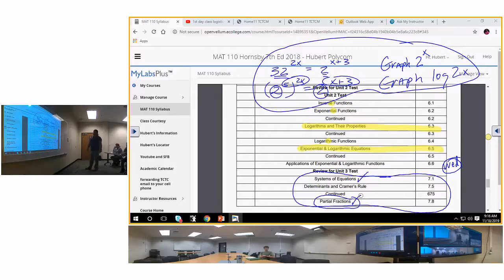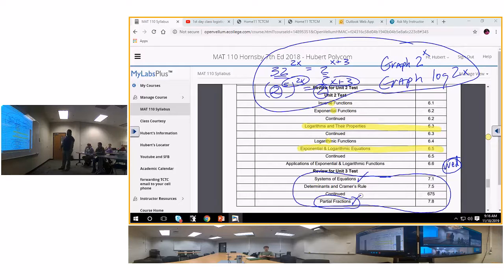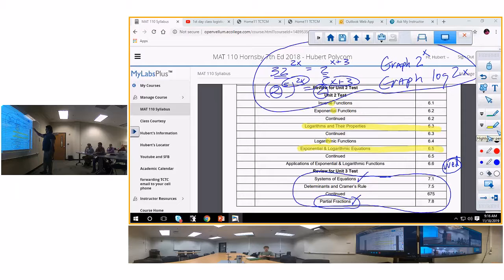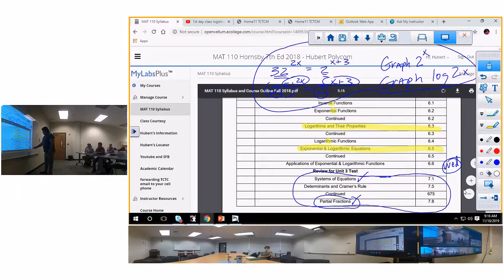So it'll be your Unit 4 test. I don't know why it says Unit 2. It's supposed to be Unit 4 because that's the last that's on there, isn't it? Why does it say Unit 3? Huh. It should say Unit 4.